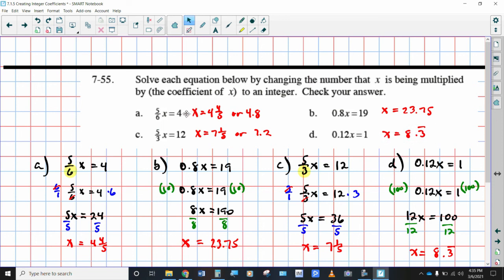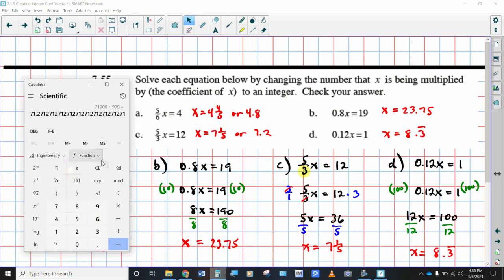So let's see here. If we took 5/6 times, and these are hard to check. Oh, goodness gracious. All right, this is how we'd have to do it. But use your calculator to help you along the way. 5/6, let's put it into decimal form. 5 divided by 6 gives you this decimal number. When you multiply that decimal number times 4.8, you should get 4 for an answer, and we do. So that one checks out.